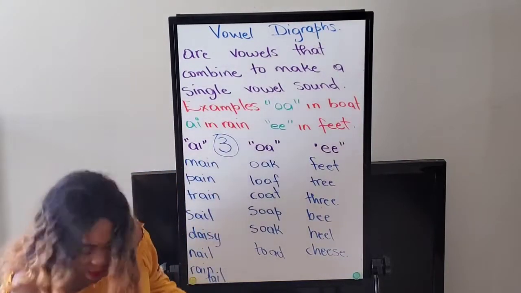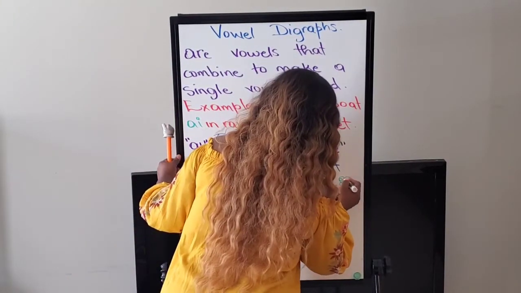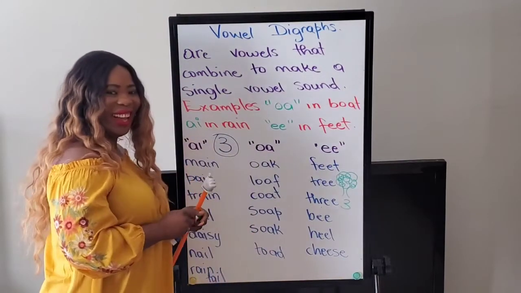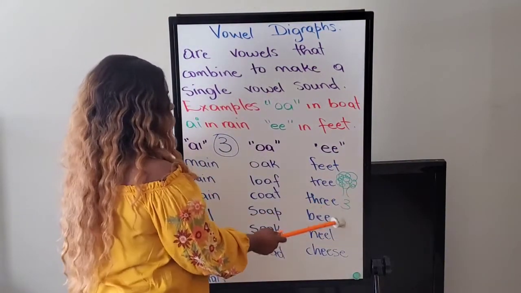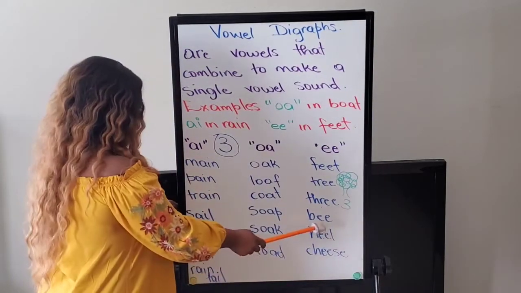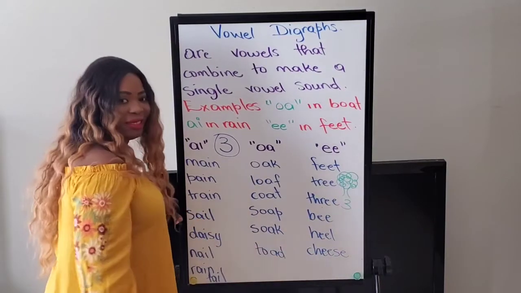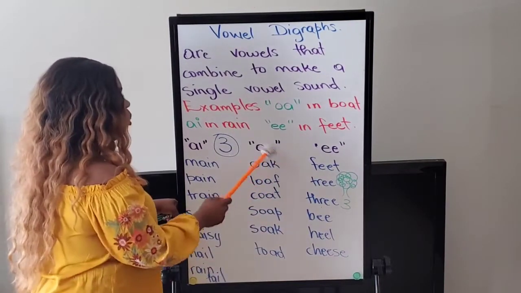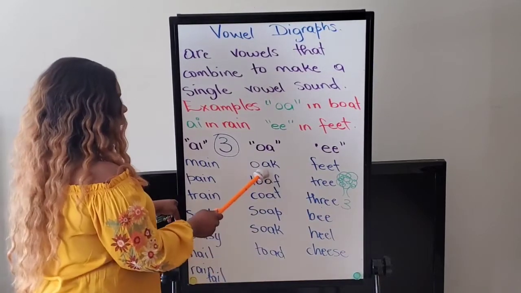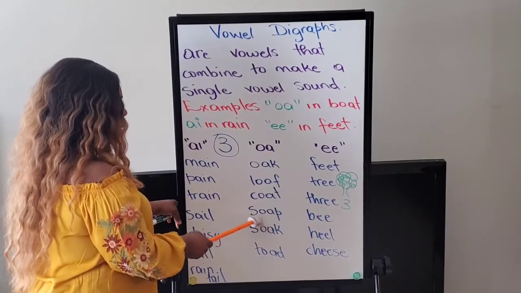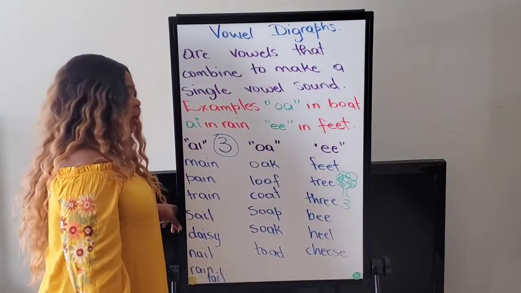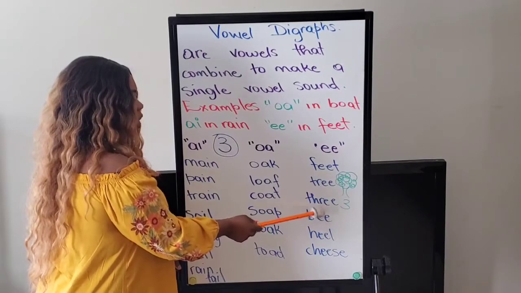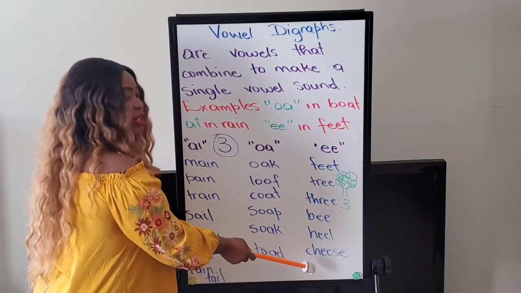Let me see if I can get you a green marker. So here we go. I'm no big artist, right? Good. You like that? So we have tree, and this is number 3. Beautiful. Then we have bee, heel, cheese. Want me to repeat these for you? Because I didn't repeat this one, did I? All right. In the OA vowel digraphs category, we have oak, loaf, coat, soap, soak, toad. Now, in the EE category, we have feet, tree, 3, bee, heel, cheese.